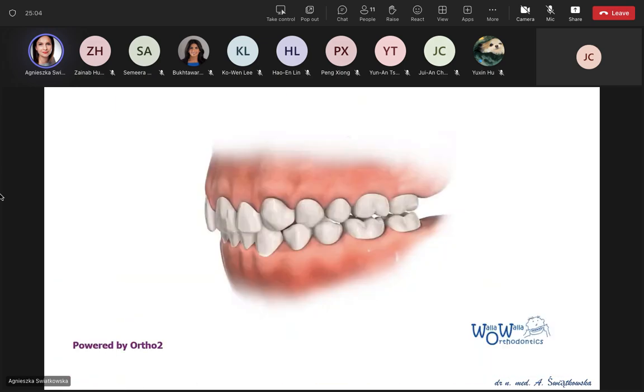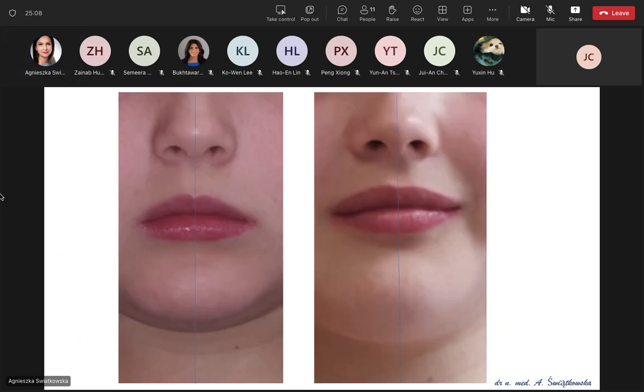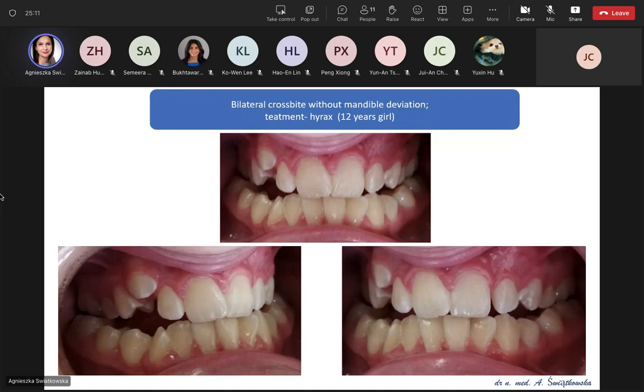I probably don't have the picture of this patient, but there was no problem with eruption of the canine, and she doesn't need the next stage of treatment with fixed appliance. So there was a little incorrect position of a few teeth, but it wasn't such a big problem to start the treatment with braces.